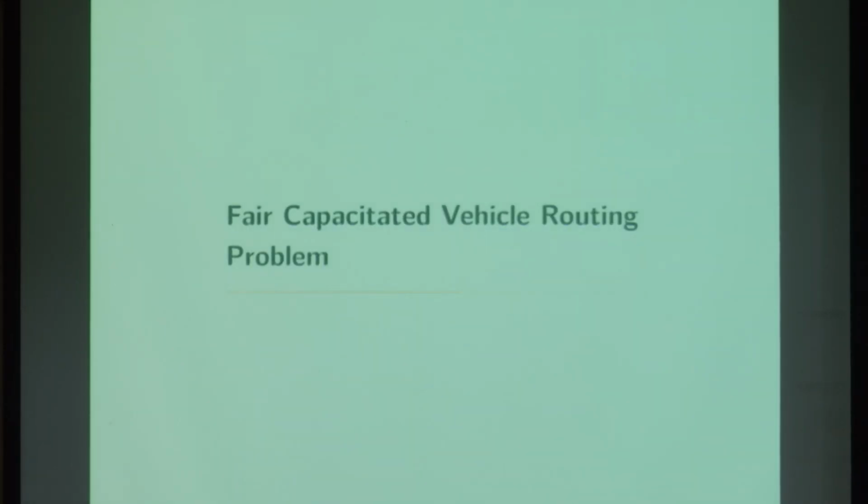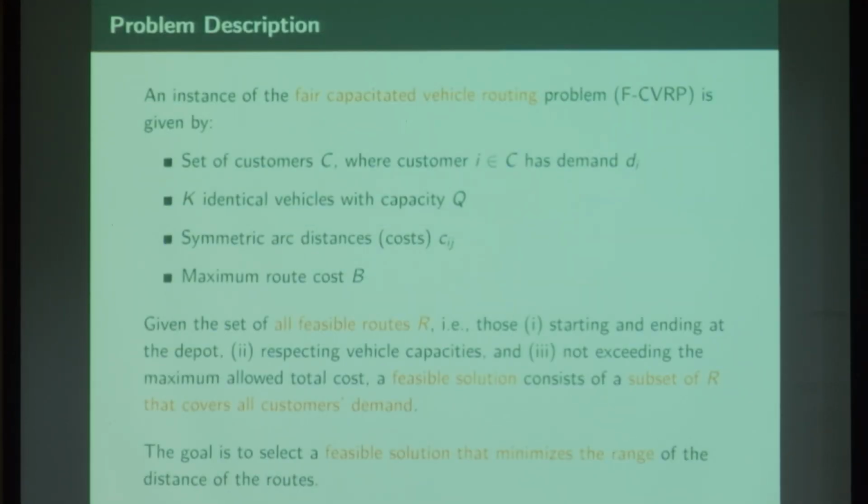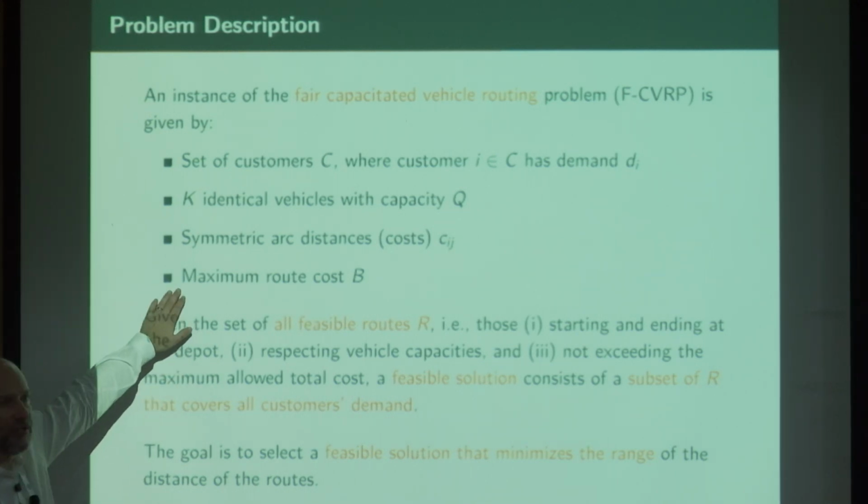So I would like instead to give you a flavor of what is actually the computational part of this, because it sounds like a decent idea, but it's not obvious that it actually has a significant impact in practice, right? So now, the problem that I will play with mostly is the fair capacitated vehicle routing problem, which now I want to define more properly. So C, capital C, is my set of customers, each has a demand d_i. I have capital K identical vehicles with capacity Q. I have symmetric arc distances c_ij for every pair of nodes i, j.